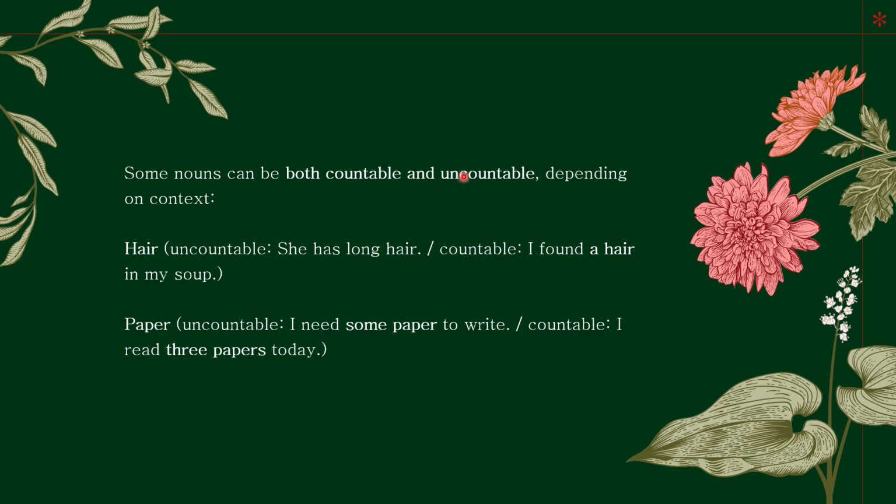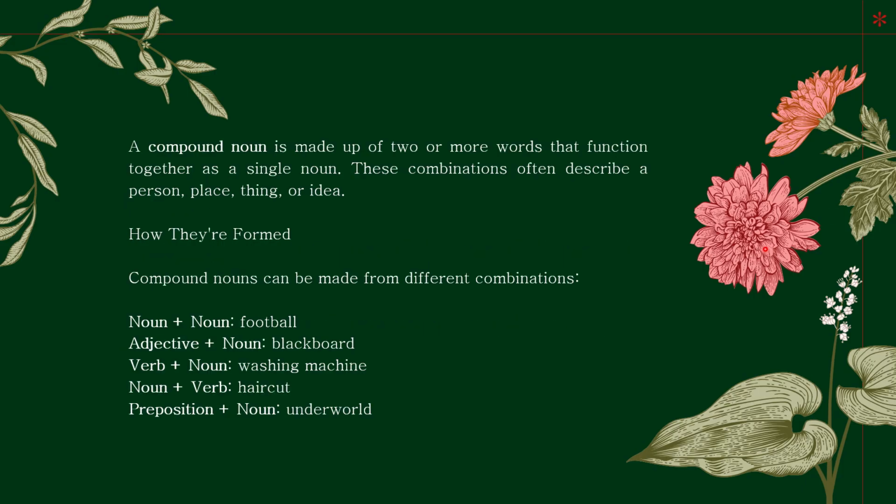Some nouns can be both countable and uncountable depending on the context. Like, hair is uncountable when you say she has long hair. And it becomes countable when you say I found a hair in my soup. Second example is paper. It is uncountable when you say I need some paper to write. And it becomes countable when you say I read 3 papers today.